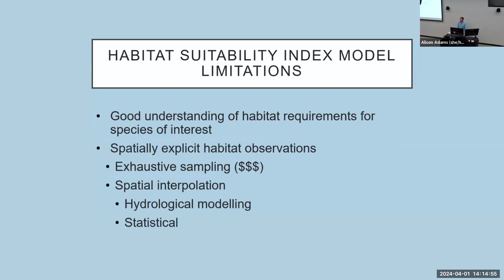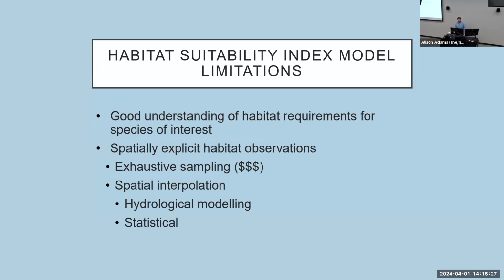There are some limitations to these models, of course, mainly that you need a good understanding of the habitat requirements for your species of interest so that you can identify sites with good habitat. Additionally, you need spatially explicit habitat observations. You can do this through exhaustive sampling, which can be very costly, and depending on what you're sampling for, it can be impossible. Generally, what we do is point sampling and use some type of spatial interpolation to fill in the gaps, either through hydrological modeling or statistical modeling in the case of oyster reef restoration.